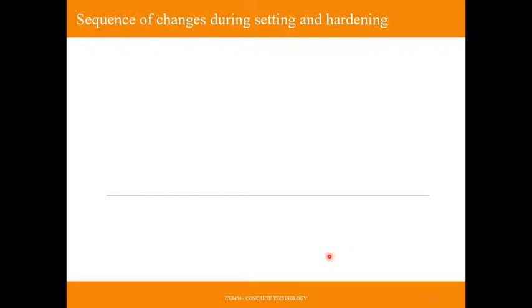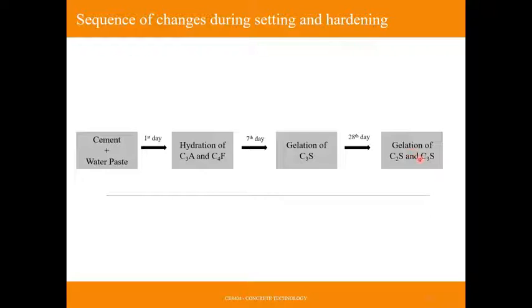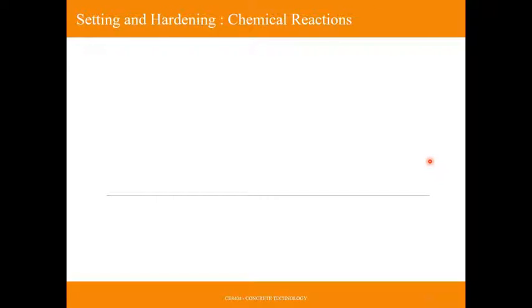The next one is the sequence of changes that occur during setting and hardening of cement. First one is when the cement is mixed with water, it forms a paste. During the first day, the hydration of the tricalcium aluminate and tetracalcium aluminoferrite takes place. On the 7th day, the gelation of the tricalcium silicate takes place. On the 28th day, the gelation of the dicalcium silicate and tricalcium aluminate takes place. We can see the detail in the upcoming slides.